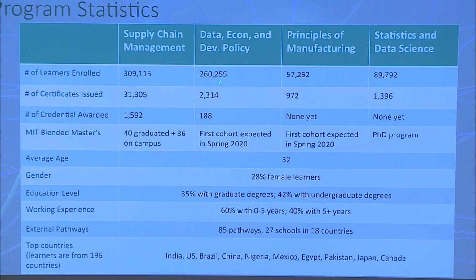For the second MicroMasters that we launched, 2,300 courses completed, 188 people finished the whole program, and the first 20 are coming to MIT in January of 2020. Principles of manufacturing and data science, no one can yet have finished them because the first run of the 4th course in each is just happening right now. The people doing this generally have considerable prior education. We don't like the fact that only 28% are women.